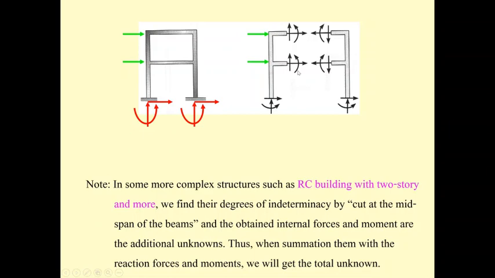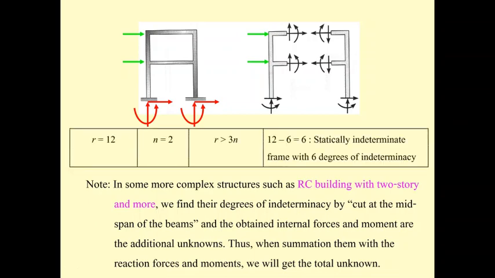So the total R is 3 plus 3 plus 3, which is going to be what? 12. And the number of equations for one free body diagram is 3. Another one is 3. So it's 3 times 2 is 6. So for this problem R is 12. Okay, and N is 2 times 3 equations of equilibrium, which is 6. So the unknown is larger than the number of equations by 6. This structure is a statically indeterminate frame with 6 degrees of indeterminacy.